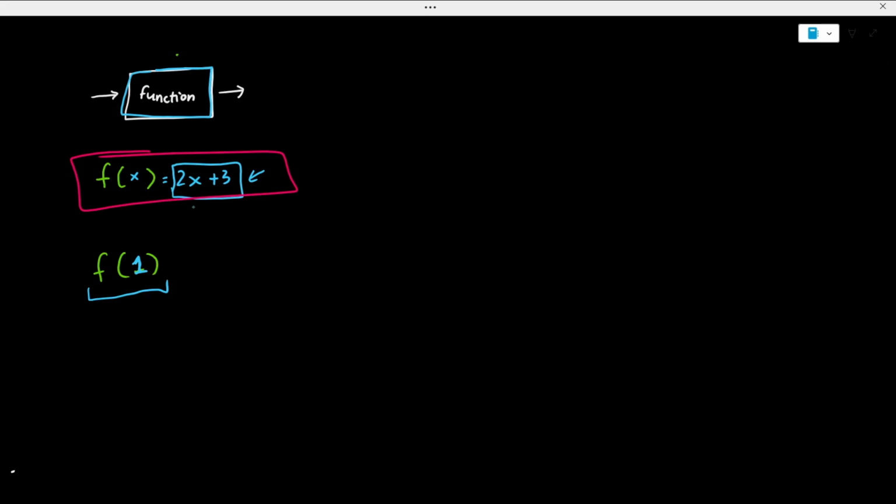How do you do that? Well, you already know the inner mechanism of the function. You already know how the function is going to work. So all you have to do is write this thing over here, 2x plus 3. And instead of x, the input value, you're given 1 as the input. So you go to the inner mechanism, the inner working, and you just place a 1 over there. That's going to be 2 times 1 plus 3. 2 times 1 is 2, plus 3, that's going to be 5. So f of 1 is equal to 5.